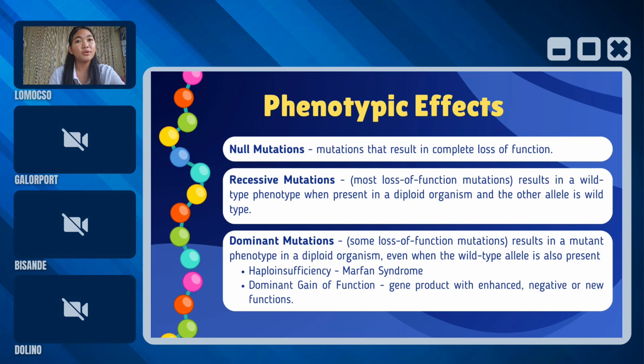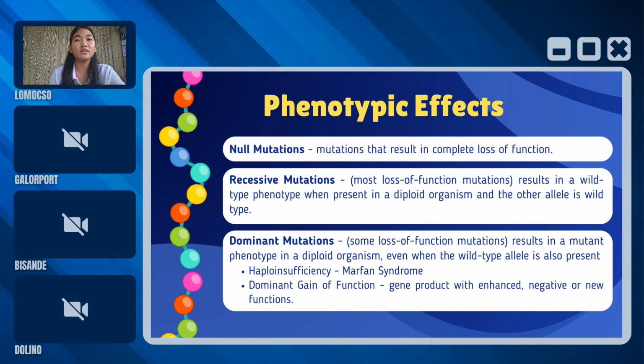Often the disease is caused by a mutated allele that dominates the normal allele, and it has 2 types, the haploinsufficiency and the dominant gain of function. Haploinsufficiency occurs when a single wild-type copy of the gene does not produce enough gene product to bring about a wild-type phenotype. So an example of this in humans is Marfan syndrome, which results from a loss of function mutation in one copy of the FBN1 gene.